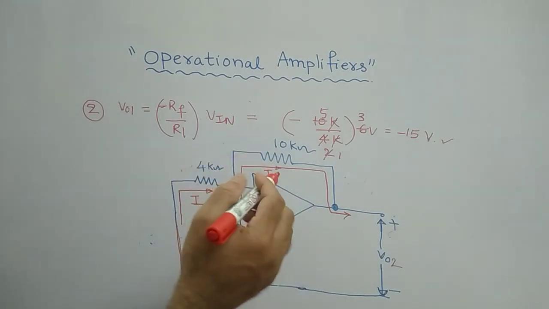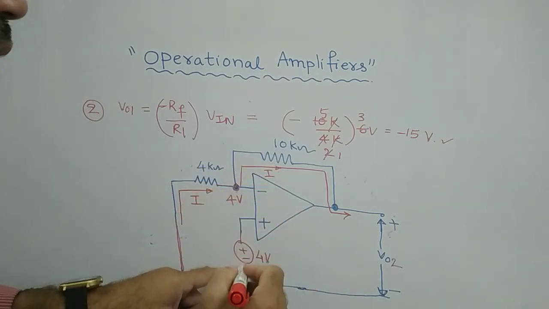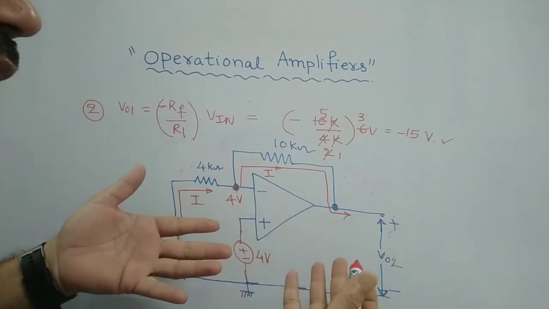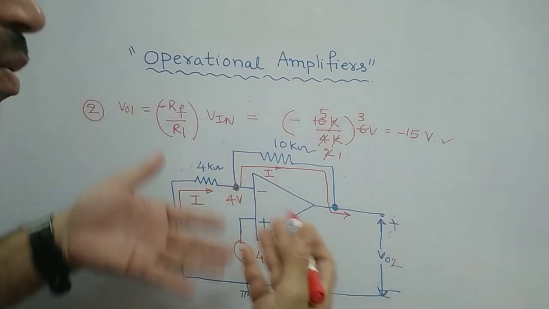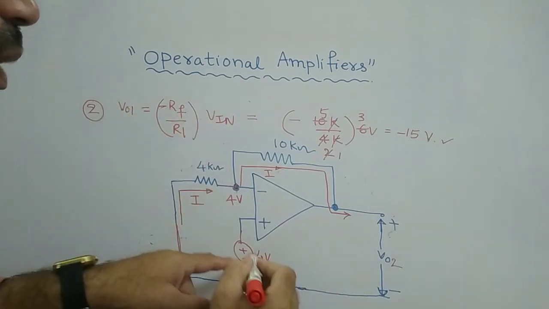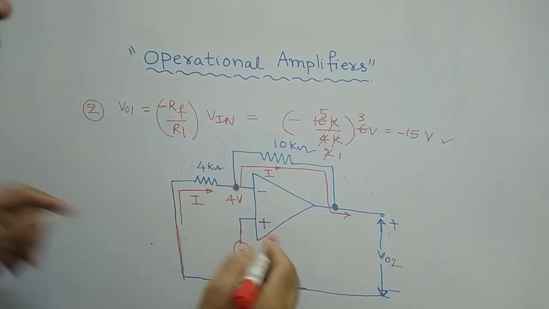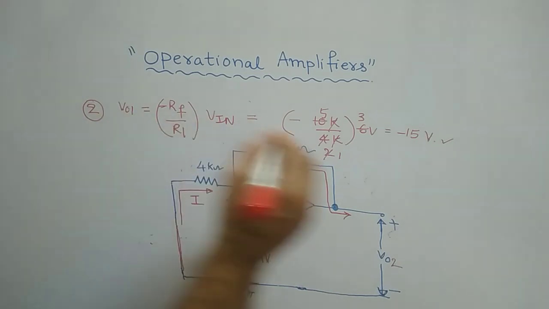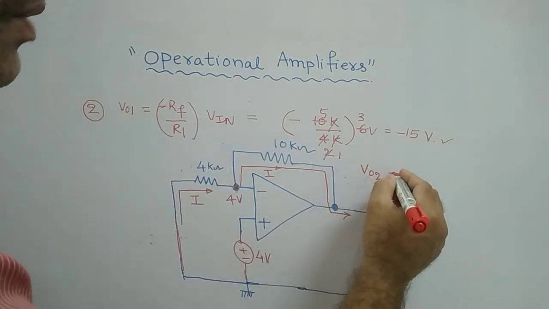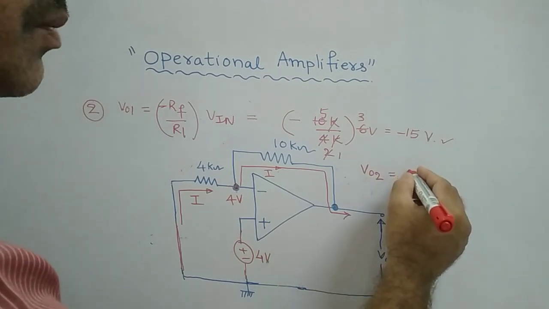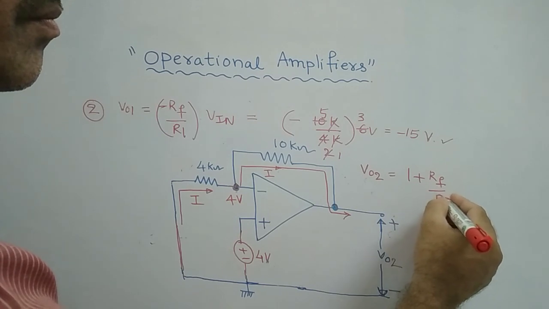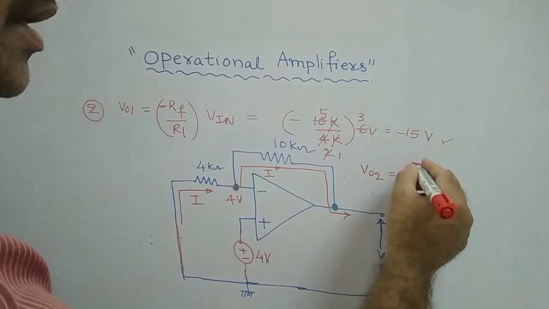Now, what we are doing? Now the input is applied to the plus terminal. Now it becomes a non-inverting amplifier. Previously it was an inverting amplifier; now it becomes non-inverting. So in the non-inverting amplifier, what is your V0, the output? My V02 is equal to, directly if you remember that formula, 1 plus RF by R1, clear, 1 plus RF by R1 into input.